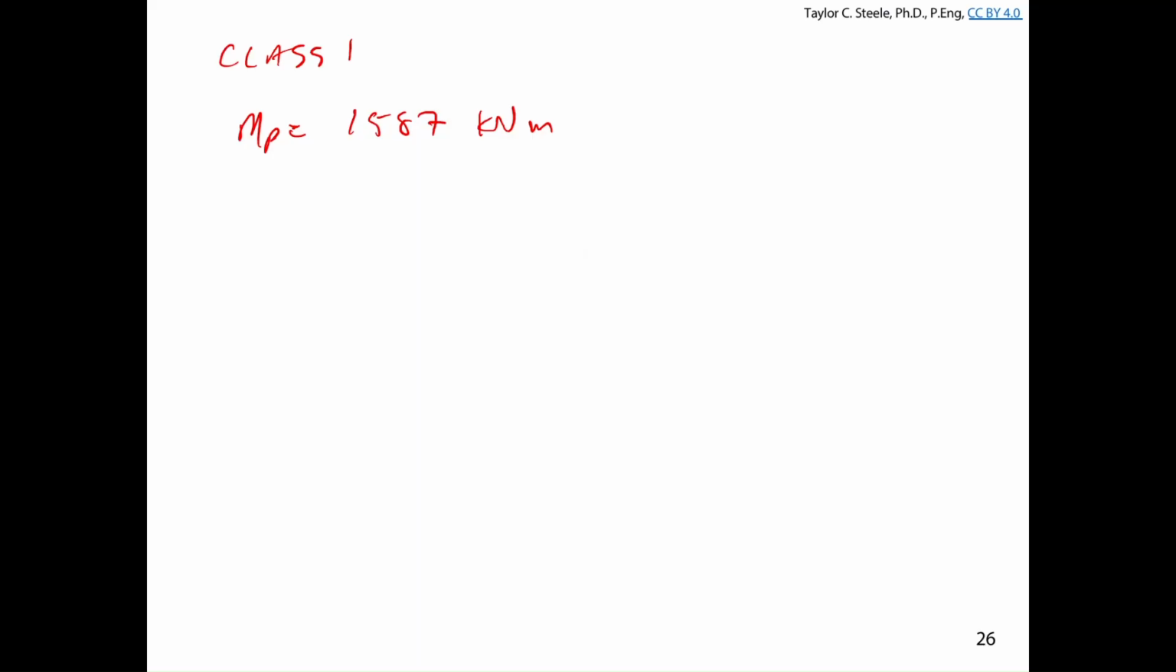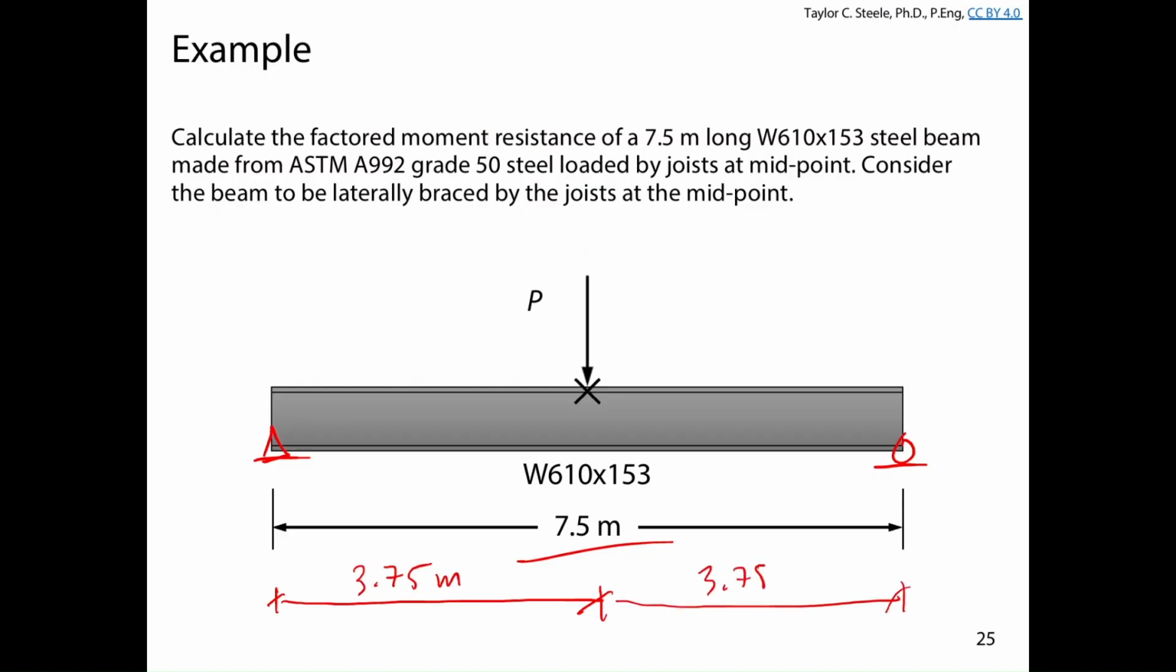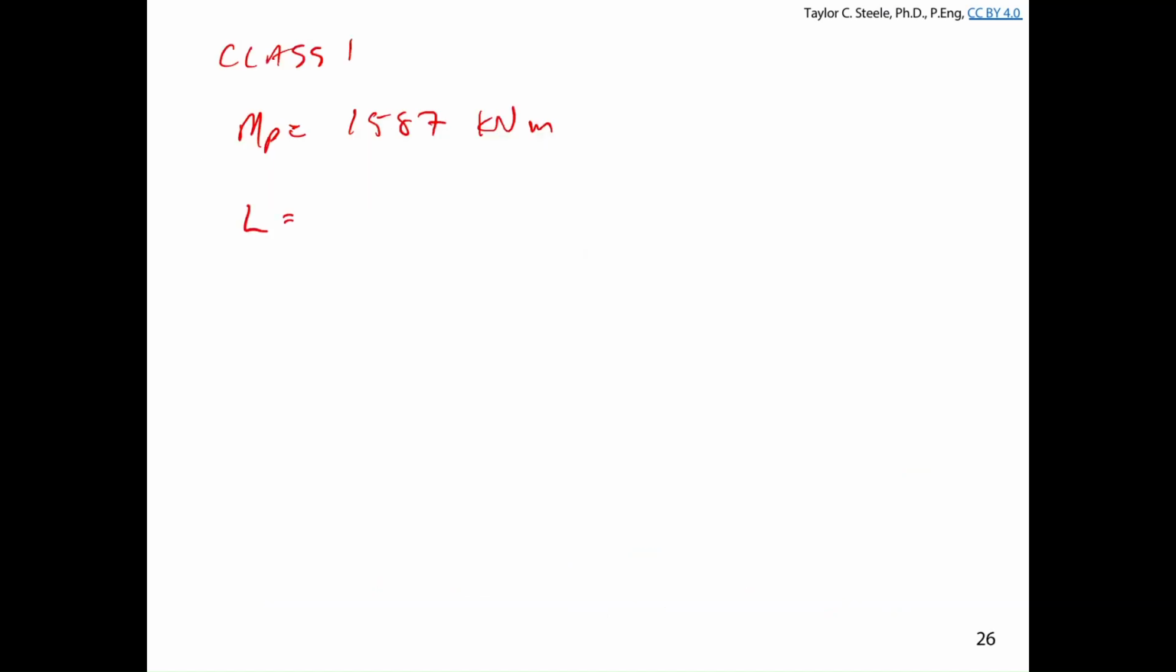What we need to do now is see what value of MU we're going to be using, or what value of L. The other day we used the full length, 7.5 meters, but now the presence of this joist is reducing the unbraced length of our segments, and so instead we have 3.75 meter segments. Right, so L is going to be half what it was the other day. L is 3.75 meters.